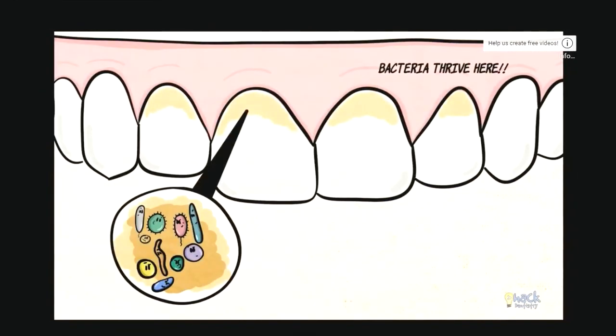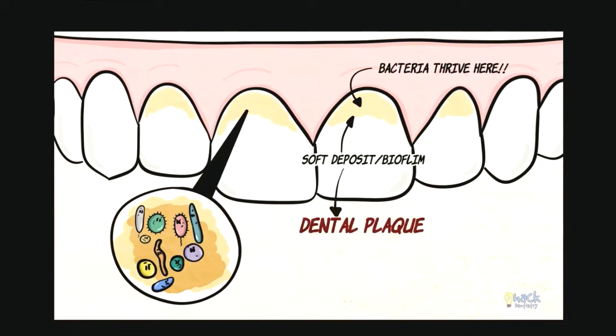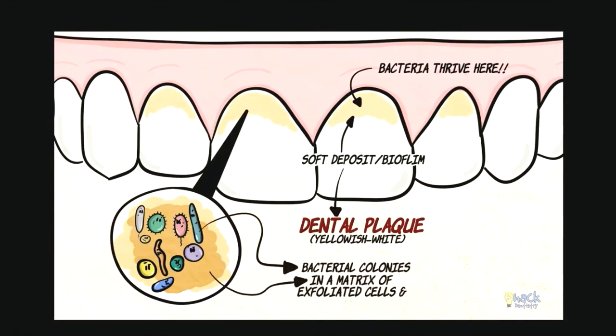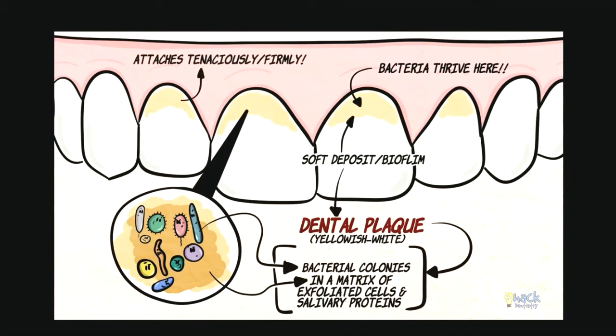Microorganisms, primarily bacteria, thrive and proliferate in soft deposits or biofilms formed on teeth. These soft deposits are called dental plaque. Dental plaque is a yellowish-white deposit or biofilm that comprises predominantly of bacterial communities in a matrix of exfoliated epithelial cells and salivary proteins. It attaches tenaciously to the surfaces of the teeth as well as any prostheses or appliances in the oral cavity.